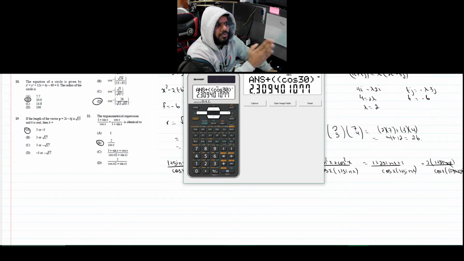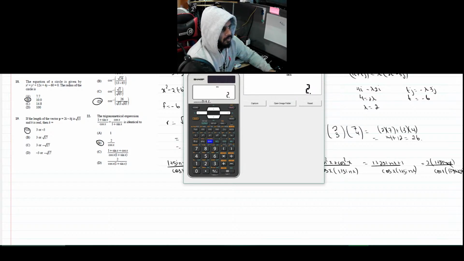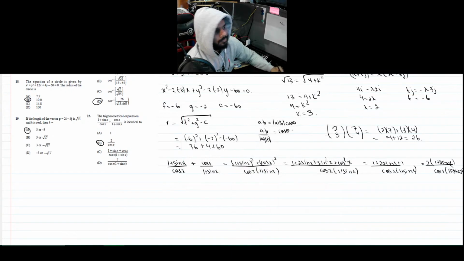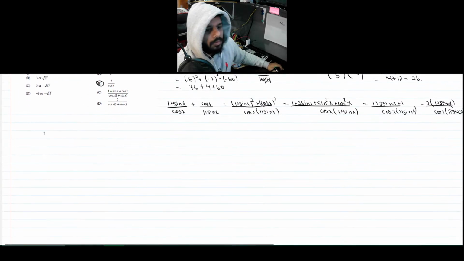I get 2.3094. That is not 1. Storing that in A. 2 over cosine of 30. Take away A, suppose you get 0. If that's your answer, we get 0. So that's the answer. If you have any questions on that, feel free to ask.